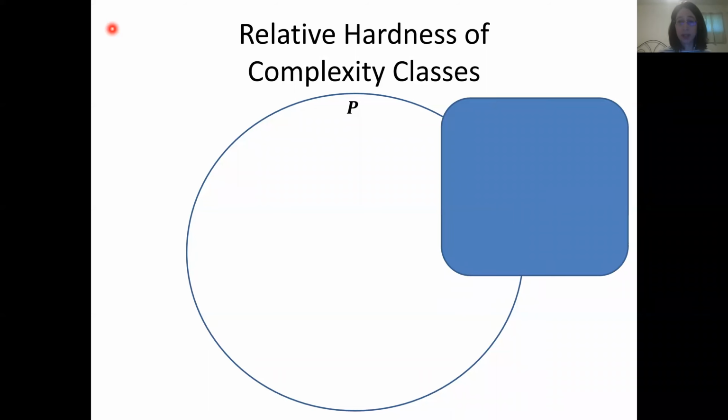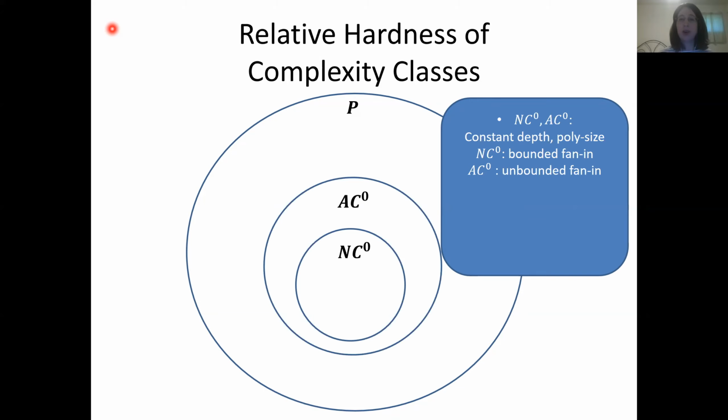More specifically, we're going to be considering various types of circuit classes. First of all, the classes NC0 and AC0. These are constant depth polynomial size circuits. In addition, NC0 requires bounded fan-in, so each gate has a constant number of incoming wires. And AC0 is the same as NC0, but has unbounded fan-in. So here we're going to allow any number of incoming wires in each gate.